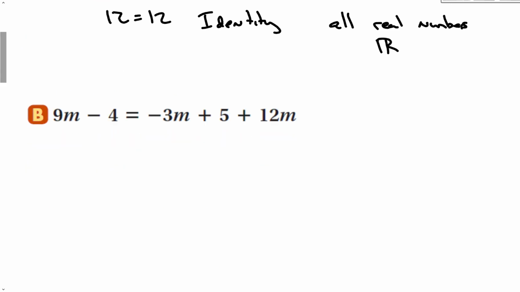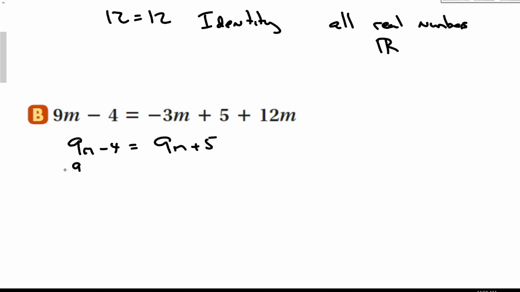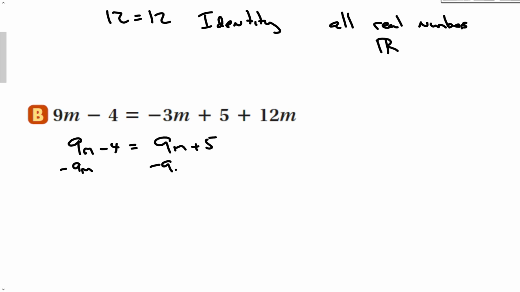Okay, part B. Combine like terms first. So 9m minus 4 is equal to negative 3 plus 12. That's 9m plus 5. You should be able to see that it's not going to work out. I could subtract 9m from both sides to give me negative 4 is equal to a positive 5. Negative 4 is not equal to a positive 5.